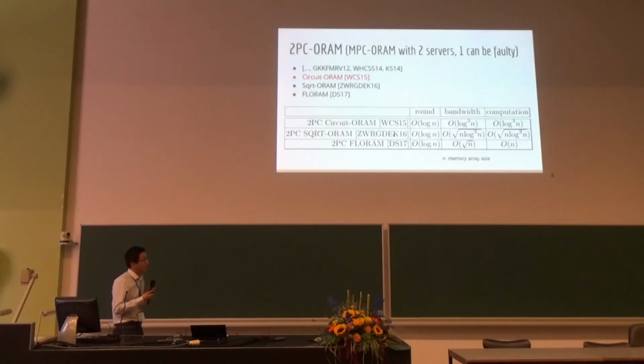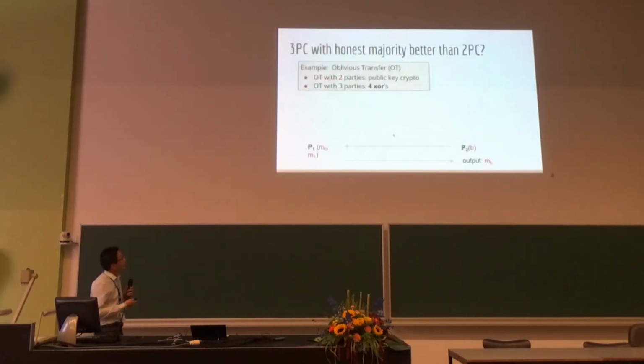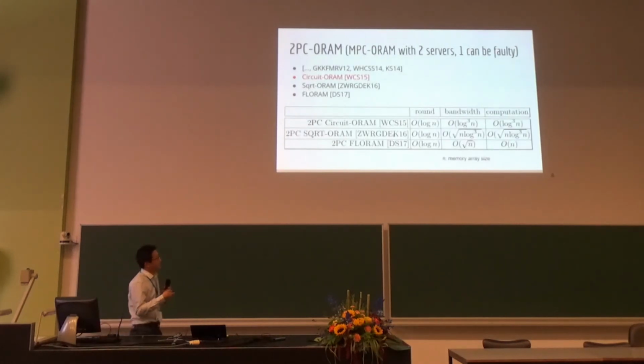And for floor ORAM, even though its bandwidth complexity is square root n and its computation is actually linear in n, it proves that for small data block size and for some larger n, like n equals 2 to the power of 30, its concrete cost can still be better than circuit ORAM and square root ORAM. Today, our work will be more related to circuit ORAM, because our improvements will be based on the polylog complexity.